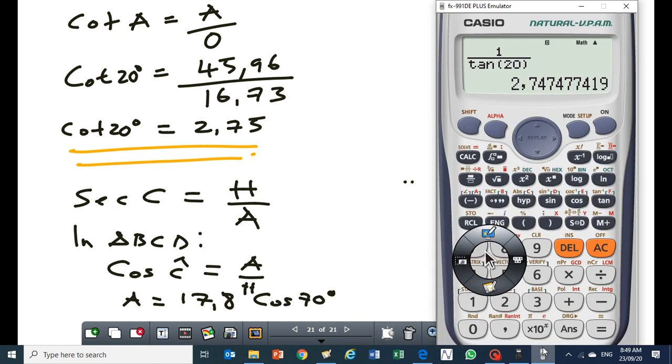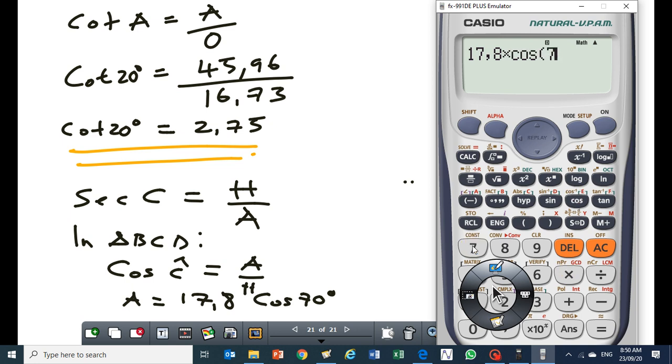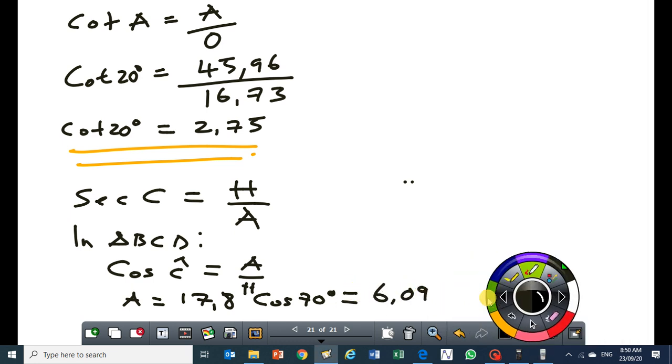I've got my calculator here. Let me do it whilst you are doing it too. So it will be 17,8 times cos 70. You get 6,09. Let's round to two decimal places. 6,09. So that's 6,09 units.